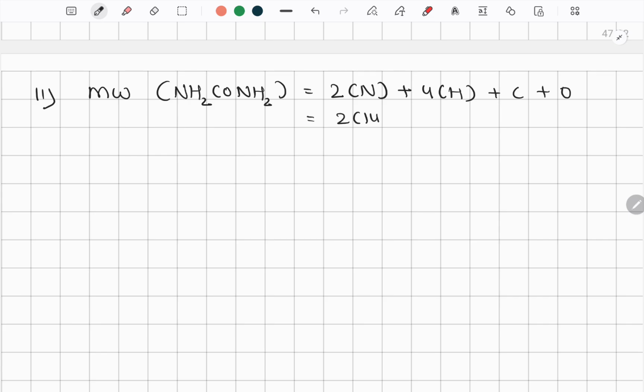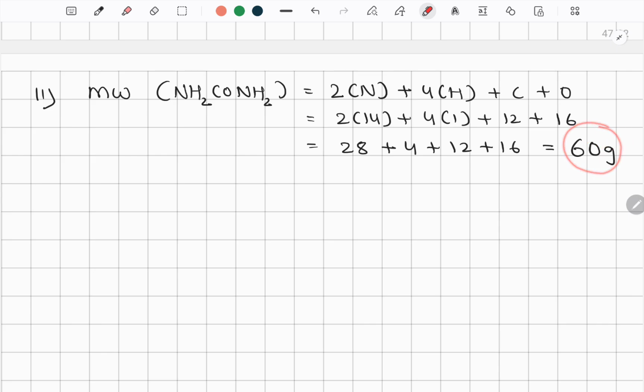The nitrogen is 2 into 14, plus hydrogen 1, carbon 12, oxygen 16. So it's going to be 28 plus 4 plus 12 plus 16. When you add all these numbers, you get the answer equal to 60 grams. So the molecular weight of urea is 60 gram. Sir, how many nitrogens are present? Out of 60 grams of urea, 28 gram is nitrogen, because there are 2 nitrogen atoms present in one urea. Therefore the total weight of nitrogen in urea is going to be 28 gram.